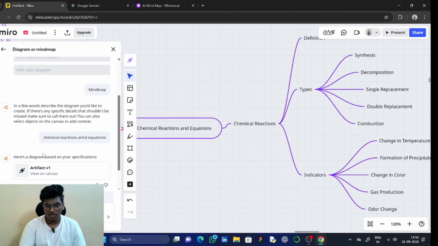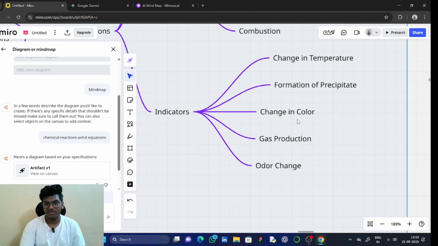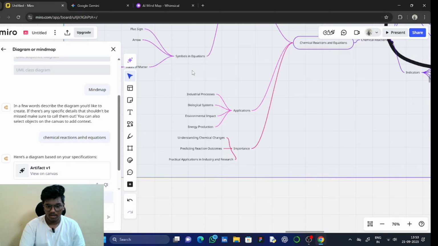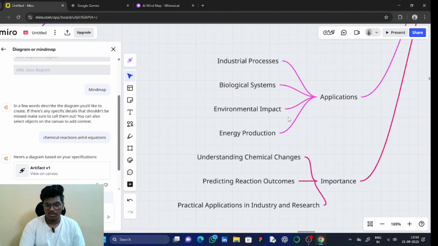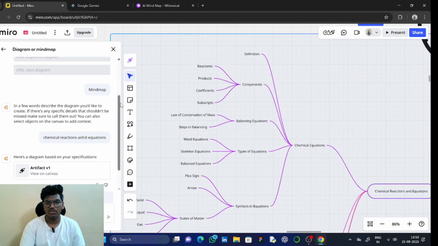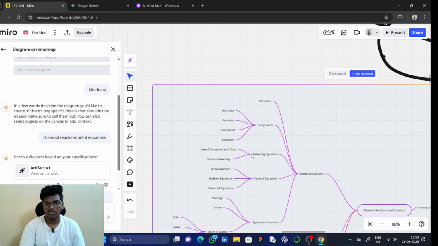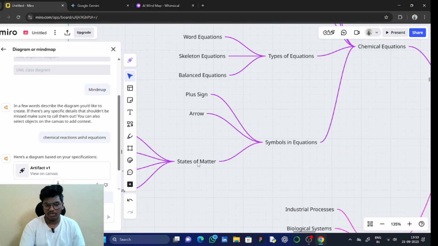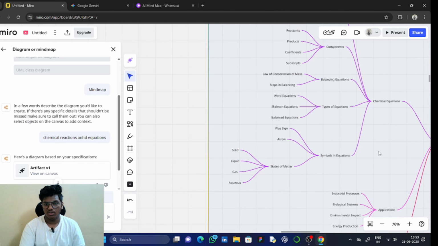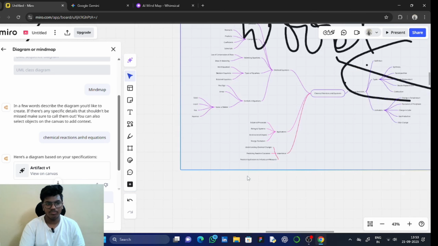So you can see here the chemical reactions and equations, how many types of reactions we have, and what the indicators are: change in temperature, formation of precipitate, change in color, gas production, or odor change, which means a change in smell. We can also see its applications, the types of equations and components of an equation, which will be seen in the next class, and the states of matter, which everybody knows. This is how we'll be using artificial intelligence to strengthen the concepts.